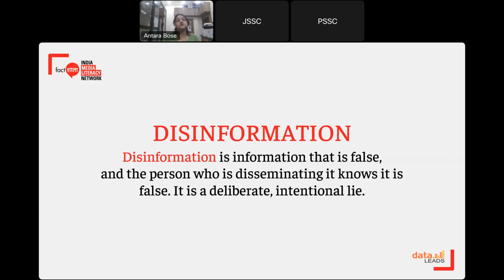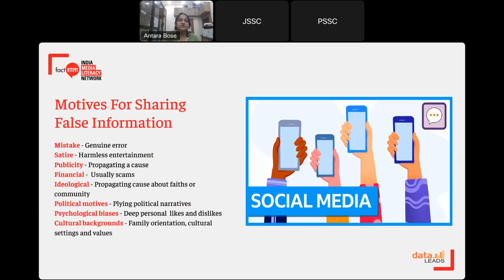Disinformation is false, but when you're sharing it, you know it is false and you do it deliberately. And malinformation is when the piece of information is true, yet you share it with a malintention. So what are the motives for sharing false information?